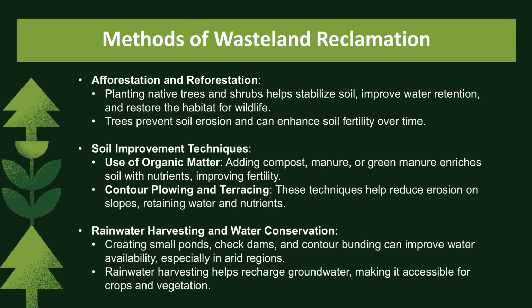One key method of reclaiming wasteland is afforestation, planting trees to stabilize the soil and improve water retention. Trees help prevent erosion and restore natural ecosystems. Another method is adding organic matter like compost or manure, which enriches the soil with nutrients.